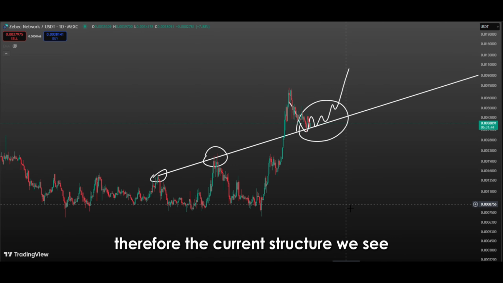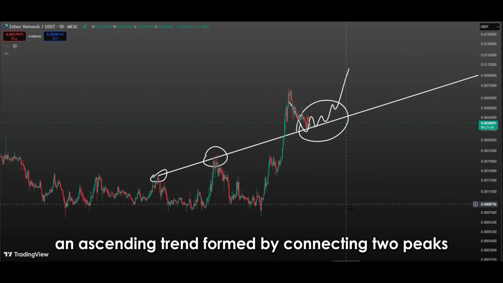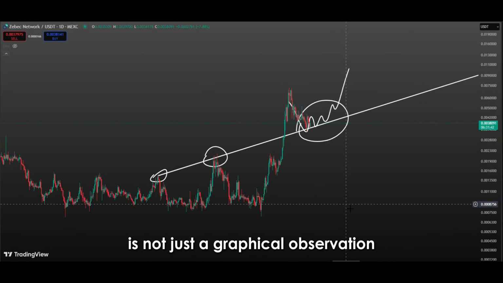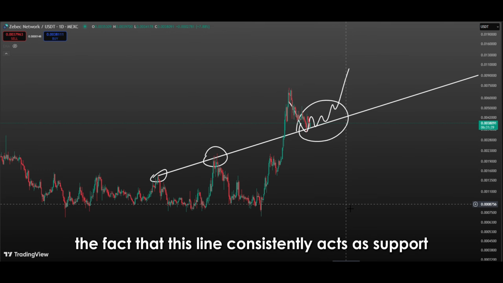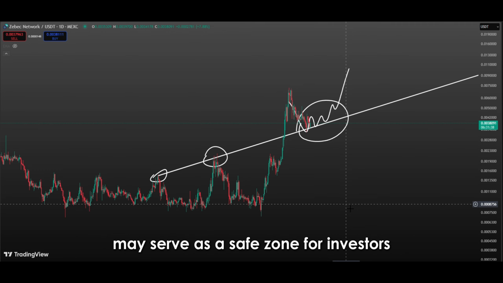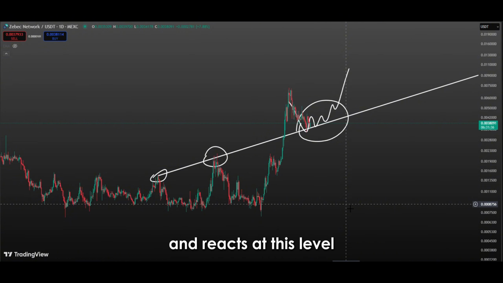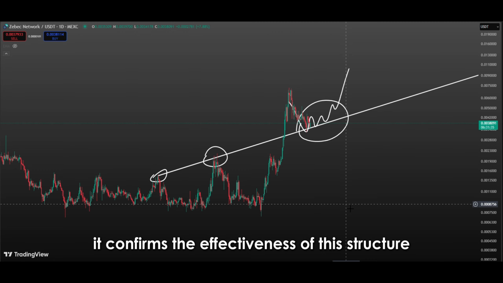Therefore, the current structure we see, an ascending trend formed by connecting two peaks, is not just a graphical observation, but also a key indicator of investor sentiment. The fact that this line consistently acts as support may serve as a safe zone for investors. Every time the price approaches and reacts at this level, it confirms the effectiveness of this structure.